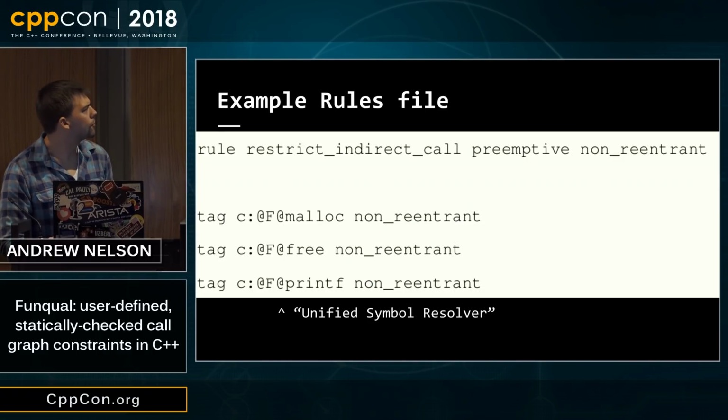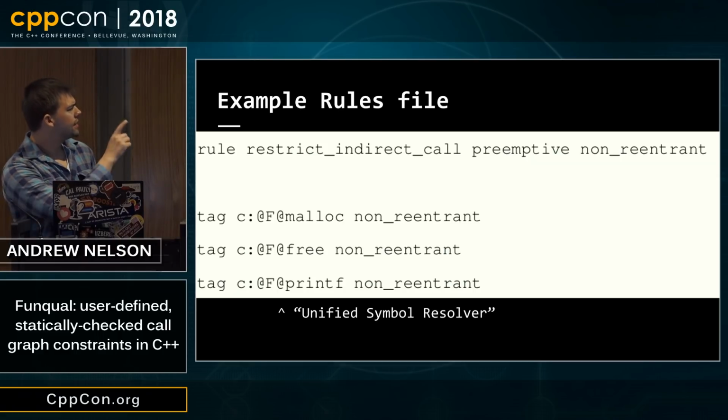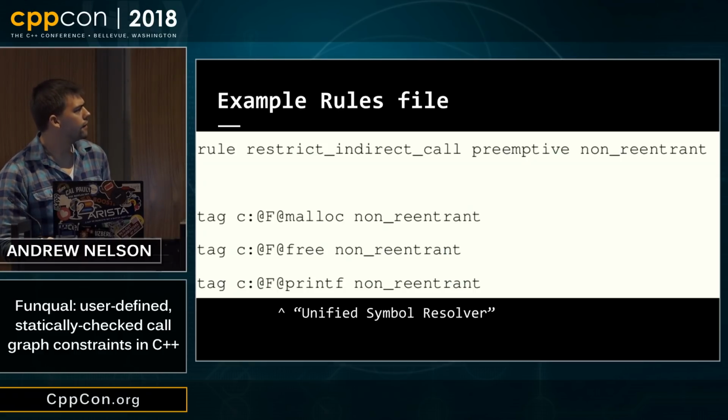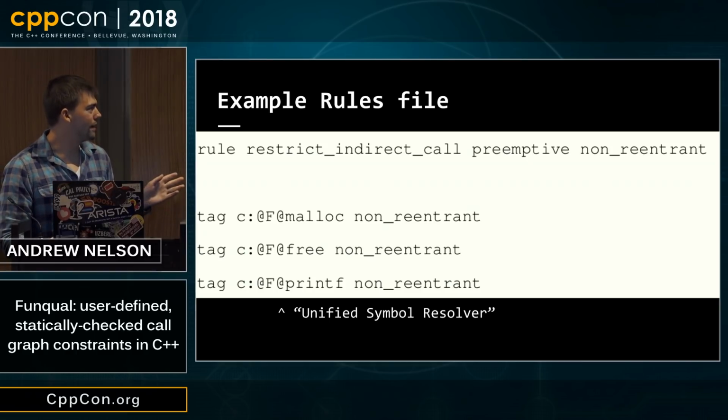And here's an example rules file. This would be the rules file that we would use for that first example, that preemptive functions not calling non-reentrant functions. We see a rule, restrict indirect call from preemptive to non-reentrant, and we see a couple of tags. In this case, I've tagged malloc, free, and printf as non-reentrant. It's easier to do this in the rules file than it is to actually modify the standard lib. And we use the Clang unified symbol resolver to actually refer to these functions. I found it's one of the easiest ways to uniquely refer to these functions outside the code.